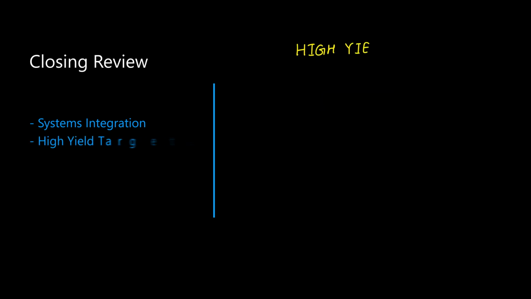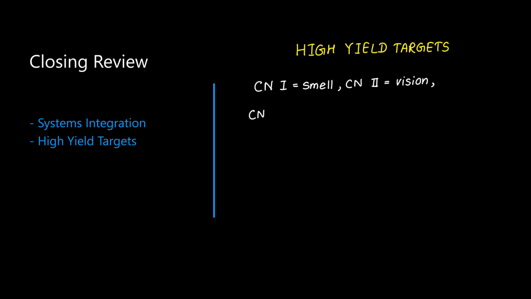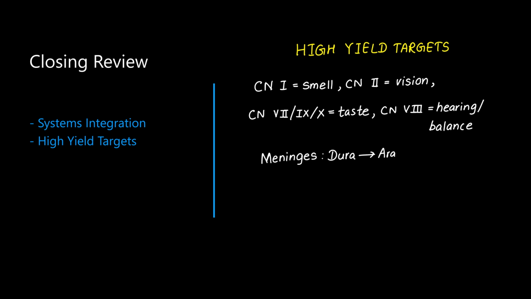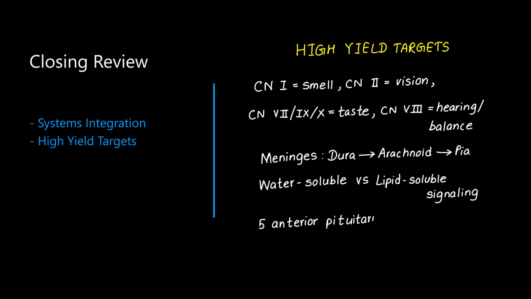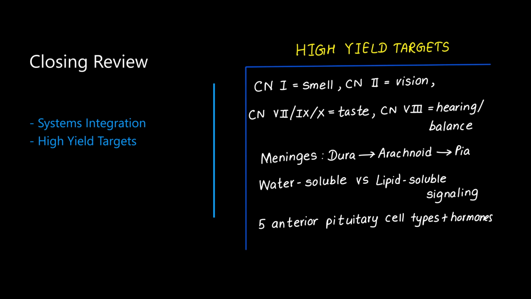For your exam, know the cranial nerves that serve each sense. CN1 for smell, CN2 for vision, CN7, 9 and 10 for taste, CN8 for hearing and balance. Know the 3 meninges in order. Know the difference between water-soluble and lipid-soluble hormone signalling. Know the 5 anterior pituitary cell types and their hormones. These are your high-yield targets.